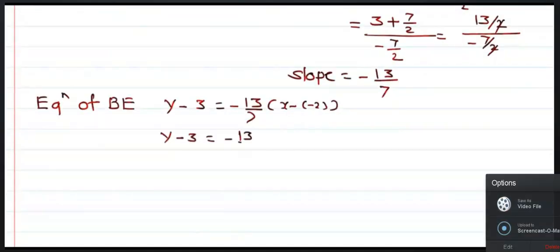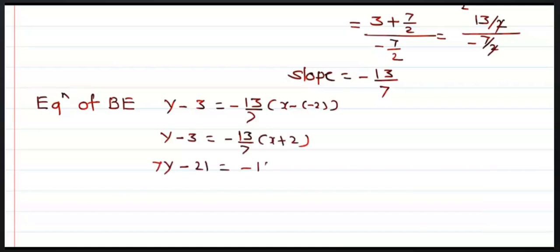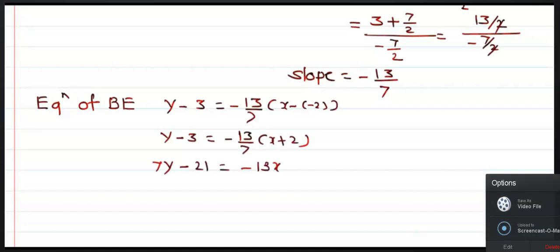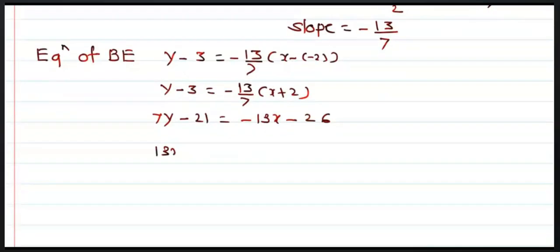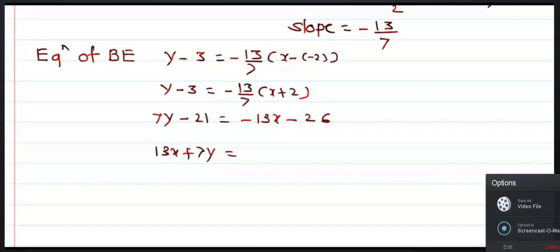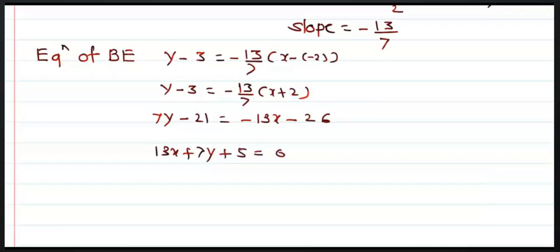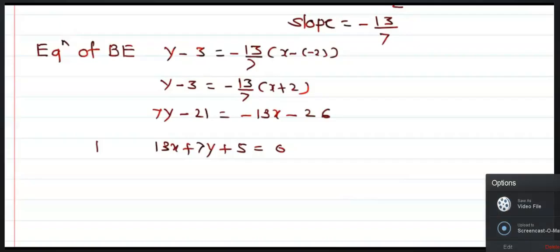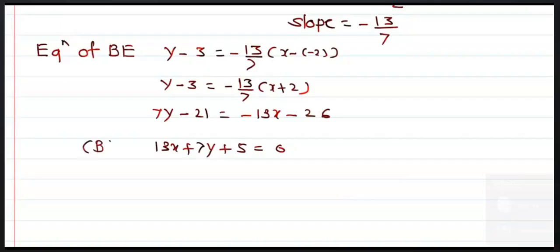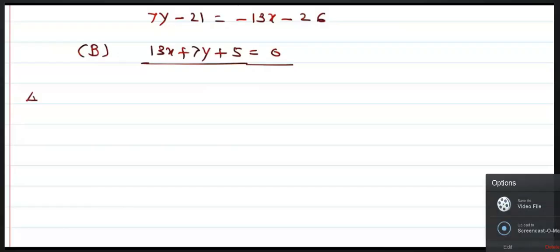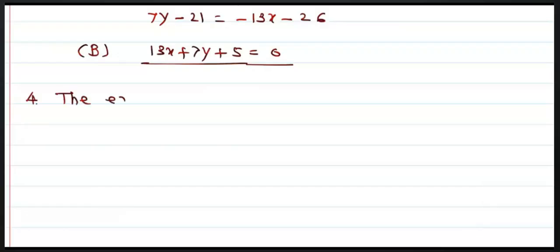This is the simplification. If we simplify, you can see how it has been solved. That is, 13x plus 7y plus 5 is equal to 0 and therefore option B is the correct one. Now the fourth.